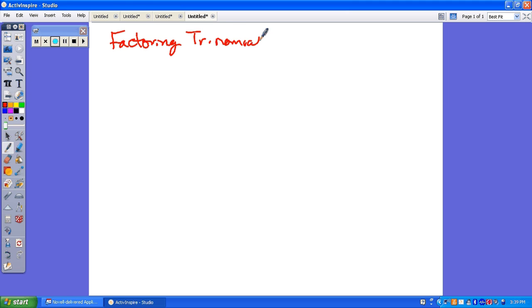This should be a review for most of you because this is covered in Algebra 1. So we're just going to do a few of these examples. We're going to start with example 1, and we are going to factor x squared plus 12x plus 20.